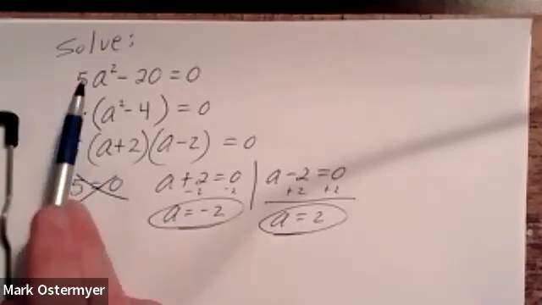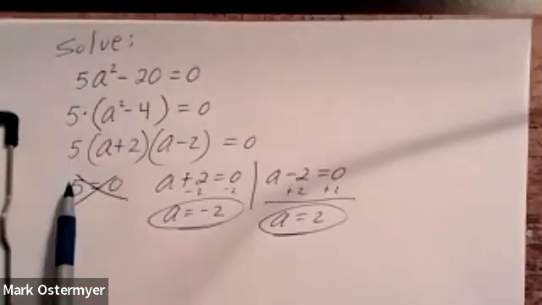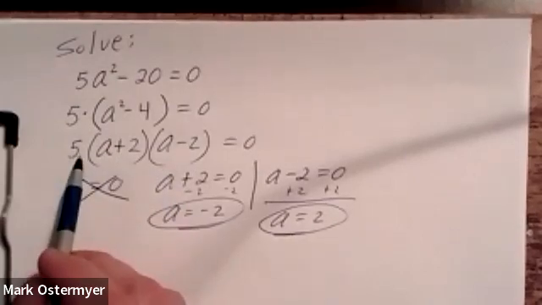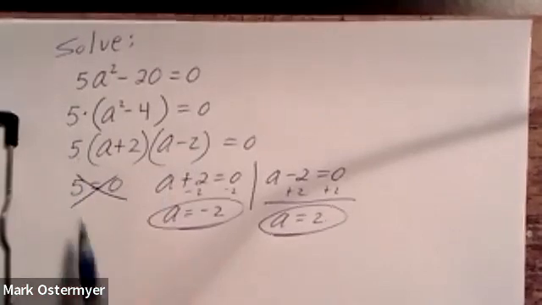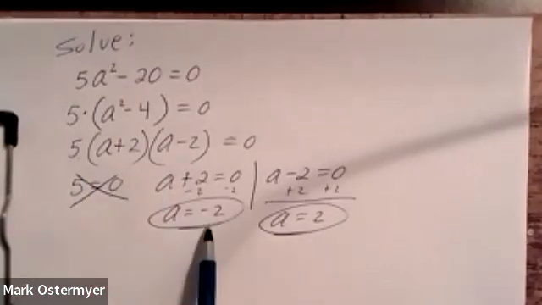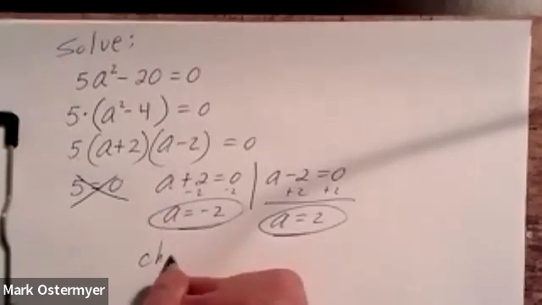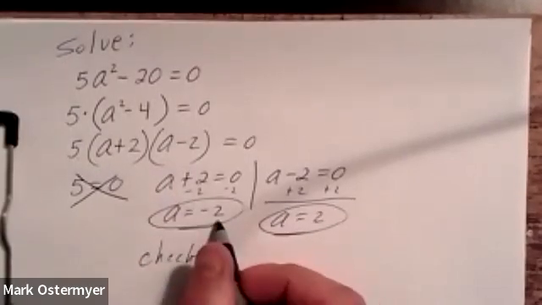Ladies and gentlemen, by factoring the 5 out of both these terms, that helped us to form the 2 solutions of -2 and 2. But 5 is not a solution to this equation. And don't set 5 equal to 0. It doesn't make sense to say so. We only have 2 solutions, -2 and +2. If you wanted to check your answers, you would see that they would have to check out.